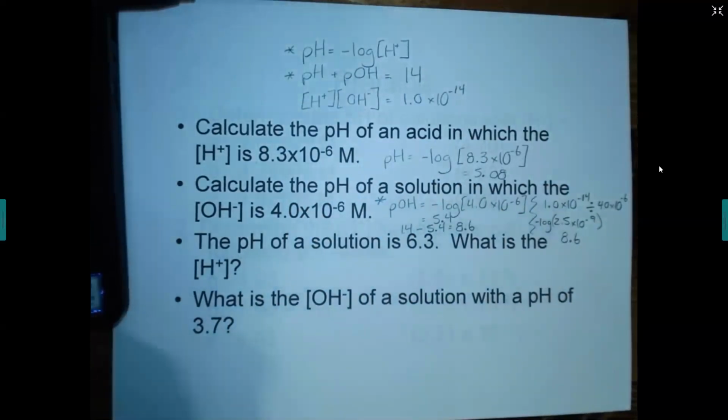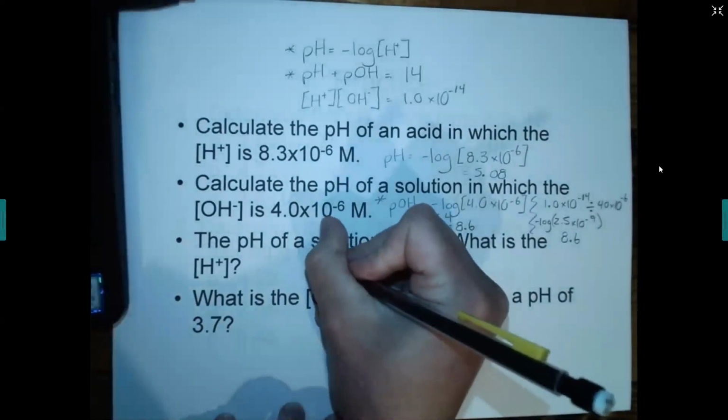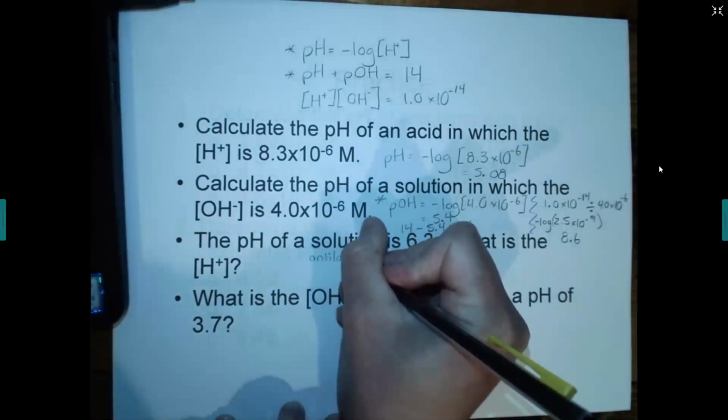Okay, problem number 3. The pH of a solution is 6.3. What is the hydrogen ion concentration? So now we're doing the opposite. This time they've given you the pH and we want to find the concentration. So rather than using the log button, we're going to have to use the anti-log button.